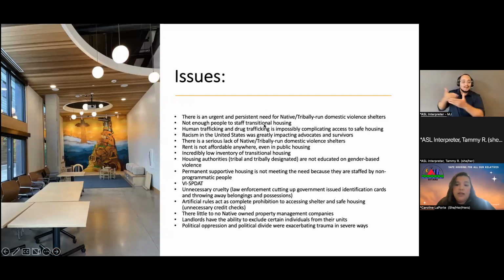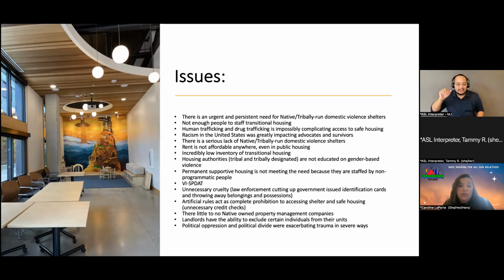These were some of the issues that came up during the past year specifically. Again, this urgent, persistent need for tribally run domestic violence shelters was really at the top of what everyone was discussing. They shared that there were not enough people to staff transitional housing. Human trafficking was posing an impossibly complicated barrier to securing safe housing for Indigenous survivors. Racism in the United States was greatly impacting survivors and advocates. There was a lot of advocate burnout that work group members reported as a result of the environment.